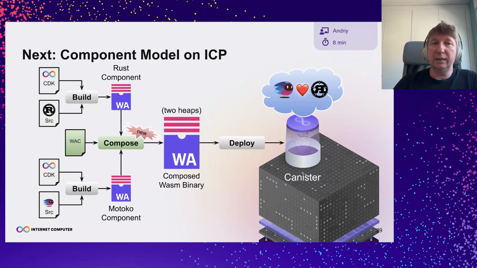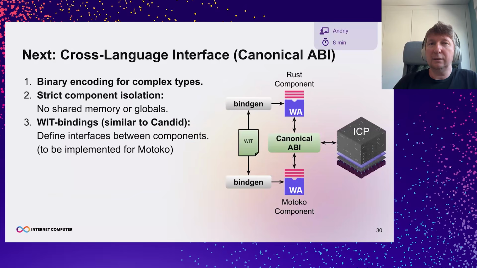On the next slide, please, let's consider how these two components written in different languages actually talk to each other inside a single canister. The answer is the canonical binary interface. It's a WebAssembly standard binary encoding for complex data types like strings, vectors, structures, enums. It works by preventing direct memory access and instead safely copying the encoded data between components.